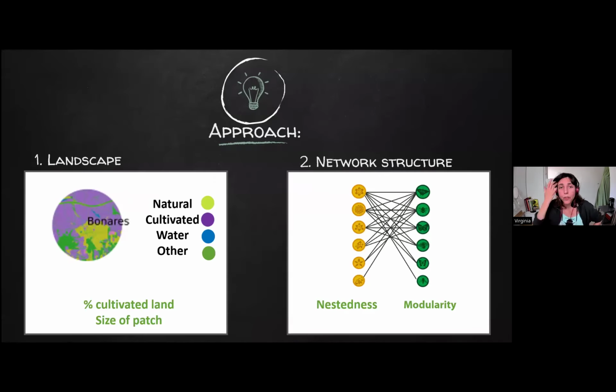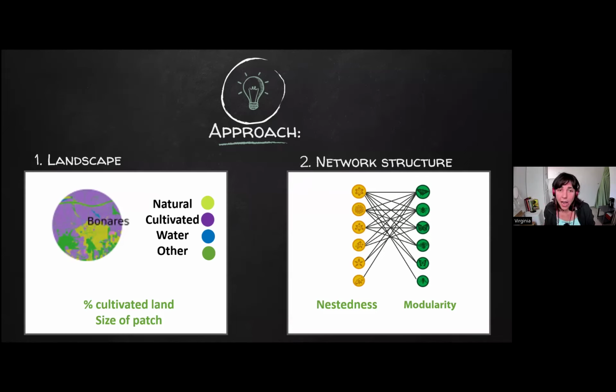So if you remember, our sites were distributed along a landscape fragmentation gradient. So we will try to study this here. What we are going to do is, on one hand, track landscape. We mapped the different uses of land in our sites in a 1 kilometer radius from the center and quantified the percentage of cultivated land. Additionally, we also measured patch size.